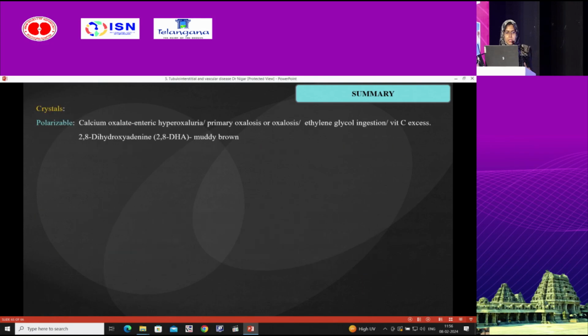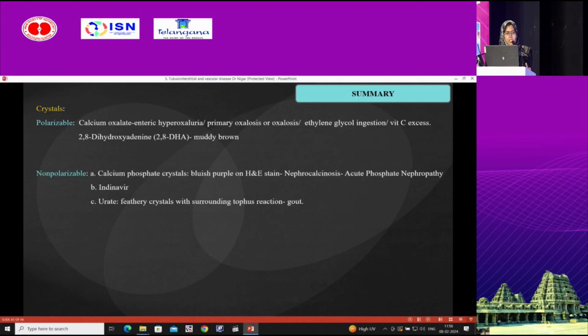Among the crystals, the polarizable ones are calcium oxalate and 2,8-DHA. Calcium oxalate crystals are translucent, while 2,8-DHA crystals have a muddy brown color. The non-polarizable crystals include calcium phosphates, indinavir, and urates.